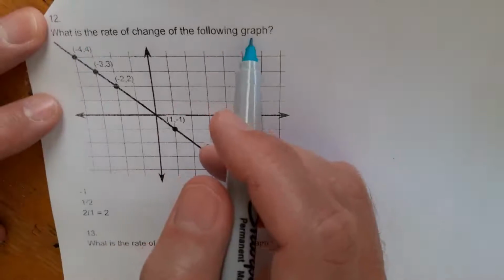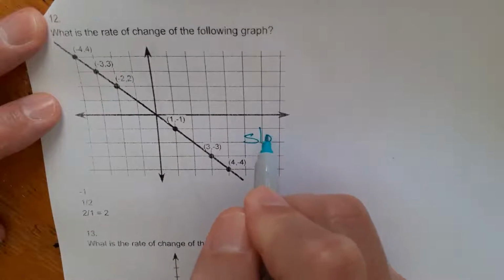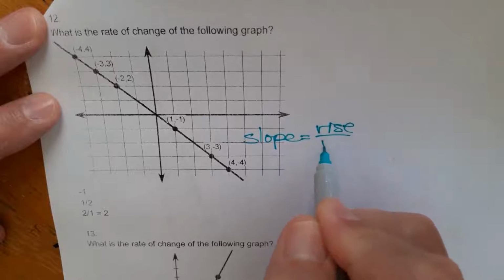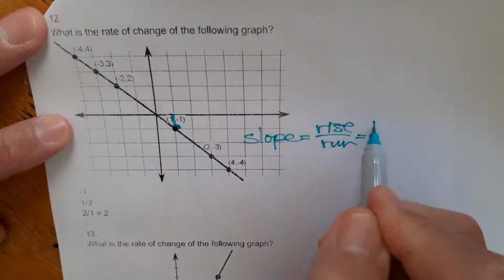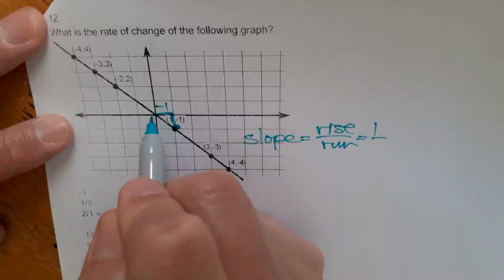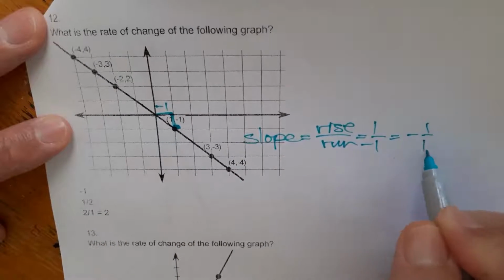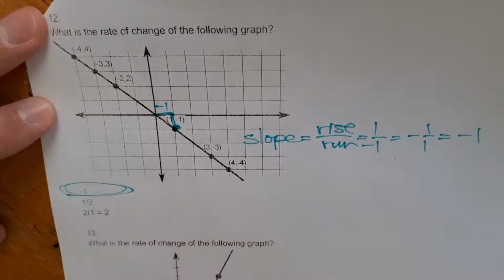What is the rate of change of the following graph? All right, rate of change, so slope, is rise over run, right? That's what a rate of change is on a graph. Rise over run. All right, let's start here. If we rise 1, how far do we run? We have to run, but we're running to the left, so it's got to be -1. So 1 over -1 is negative. 1 over 1 is -1.